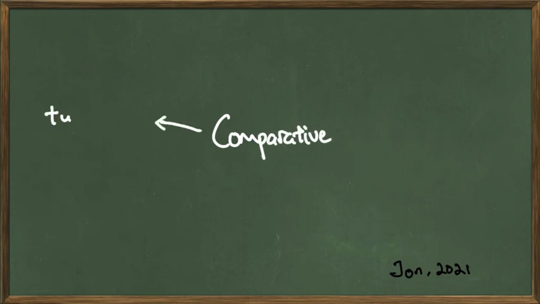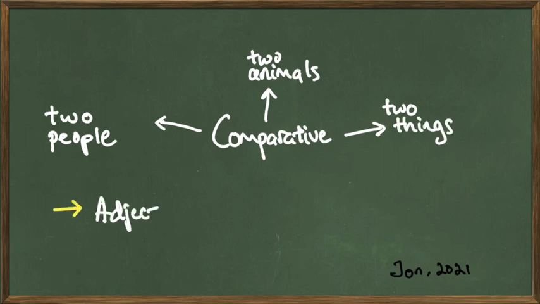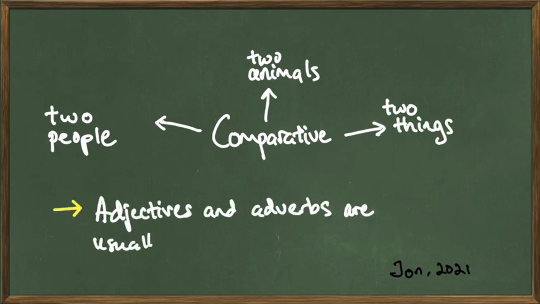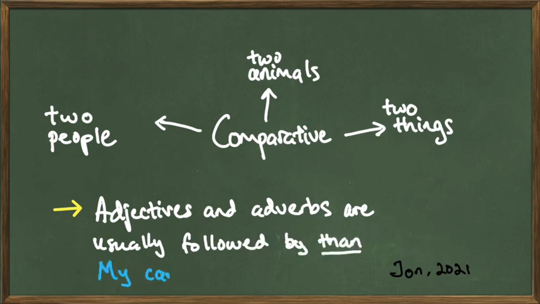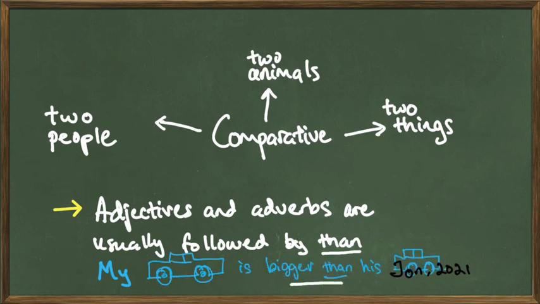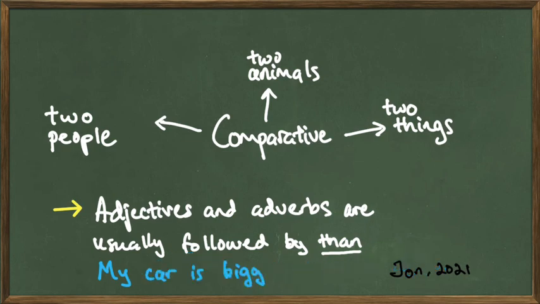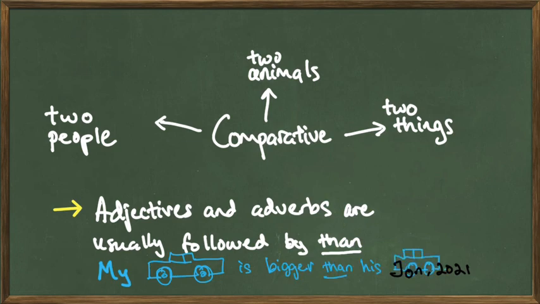Firstly, let's look at comparatives. When do we use comparatives? We use comparatives when we are comparing two people, or two animals, or two things. The adjectives and the adverbs are usually followed by the word than. If you look at the illustration, my car is bigger than his car. I drew it out for you. My car is bigger than his car.